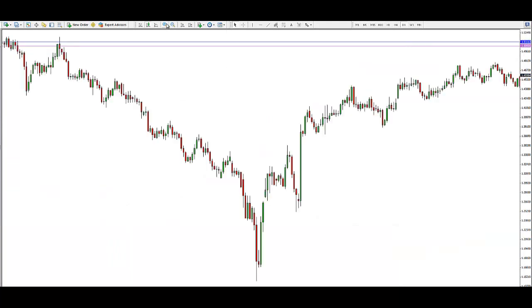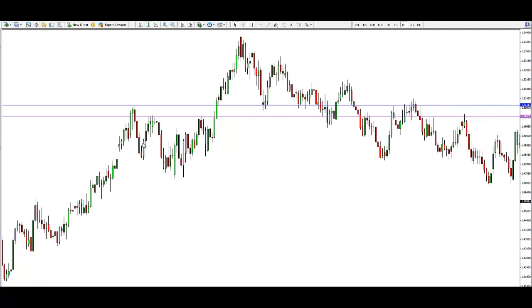You can see that if we zoom out and zoom in, the support area on the daily time frame, and that's the FLS there.